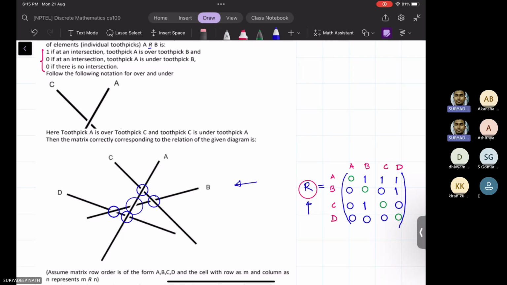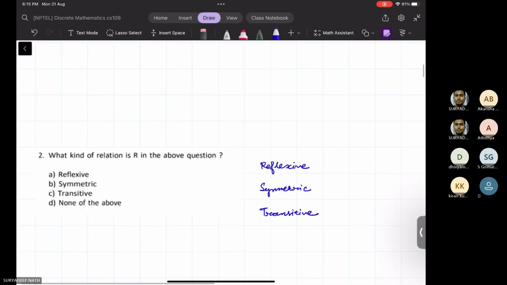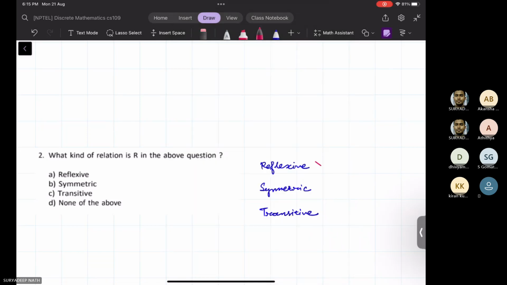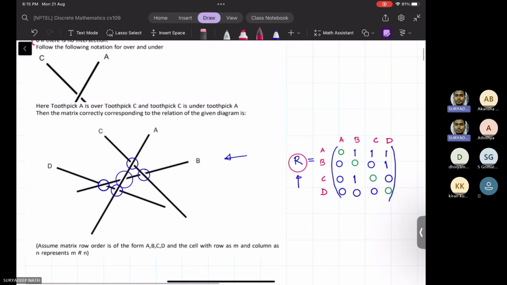Right, since the diagonal is 0, the relationship is not reflexive. A reflexive relationship would mean that A is related to A, B is related to B, but since there is no relation, it is not reflexive. So we cross out reflexive. Is it symmetric? What do you think?